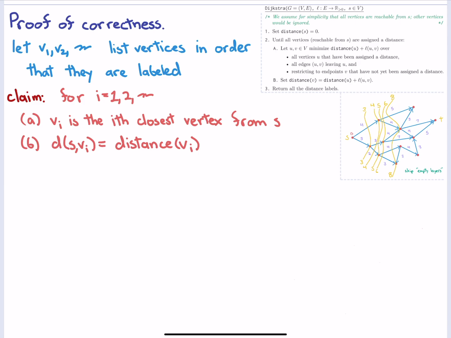Okay, so I'm going to number the vertices in the order in which they're labeled. And for each i equals 1, 2, and so on, I'm going to argue that everything is correct for that vertex. In particular, for i equal to 10, I want to say that V10 is the 10th closest vertex from S, and that the distance label is the true distance from S.